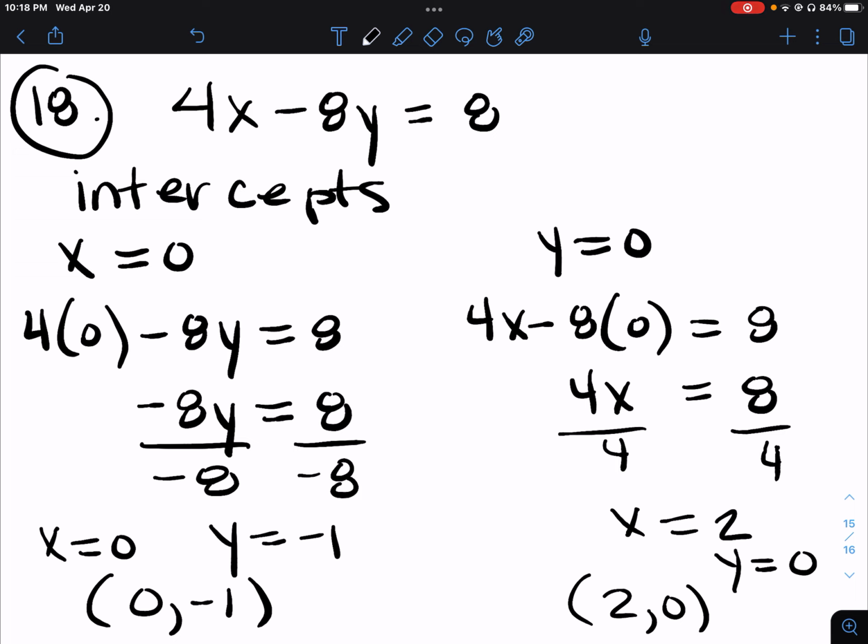Okay, let me try to squeeze this in here. 0, negative 1 means over 0, down 1. 2, 0 means right 2, up 0. Okay, so these are finding your intercepts, which means where it crosses.